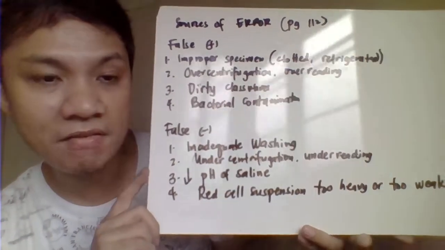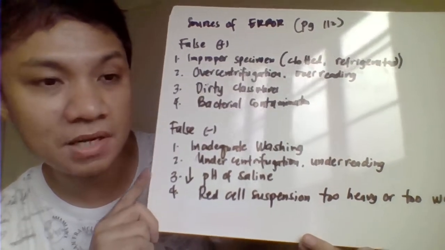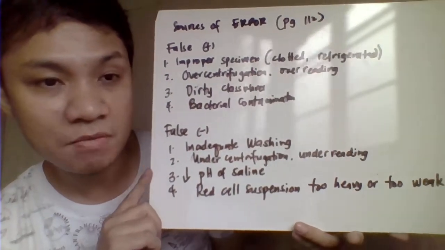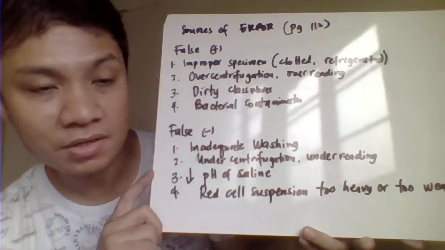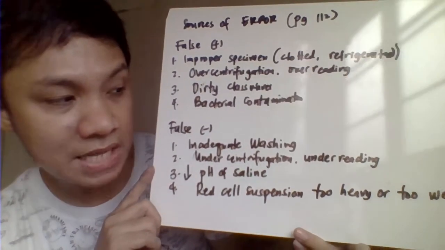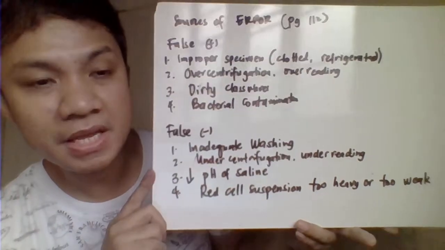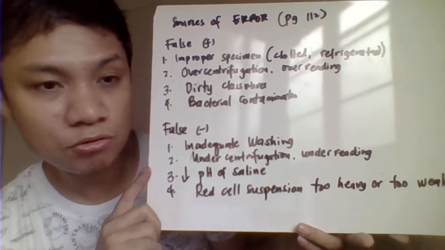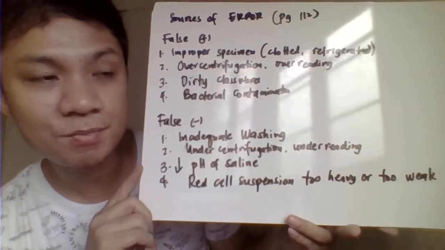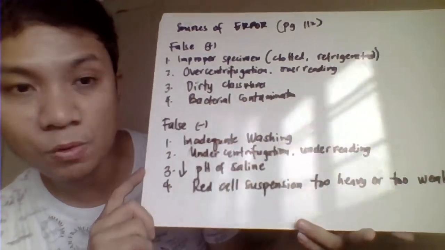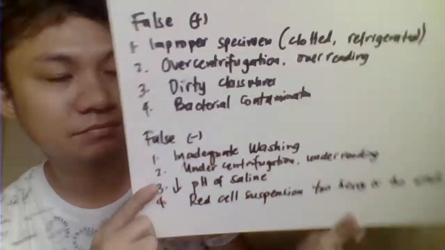False negative will be the following. We have inadequate washing because of neutralization of your anti-human globulin. Another one, under-centrifugation, under-reading time. We have your decreased pH of your saline solution. Then we have also the resin suspension, either too heavy or too weak preparation.